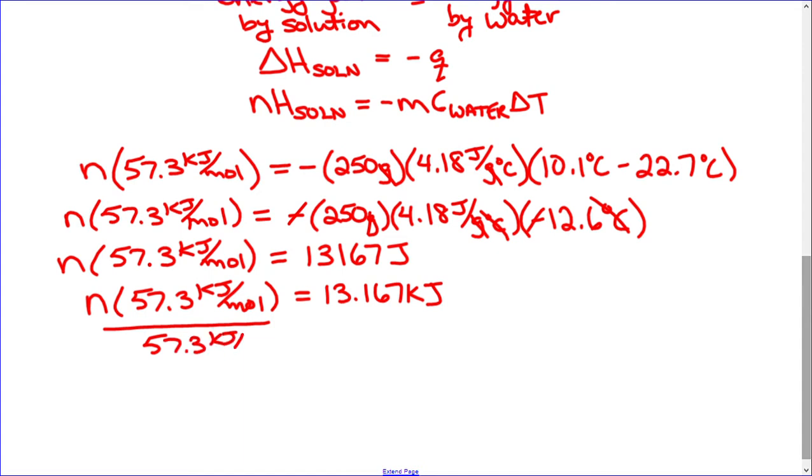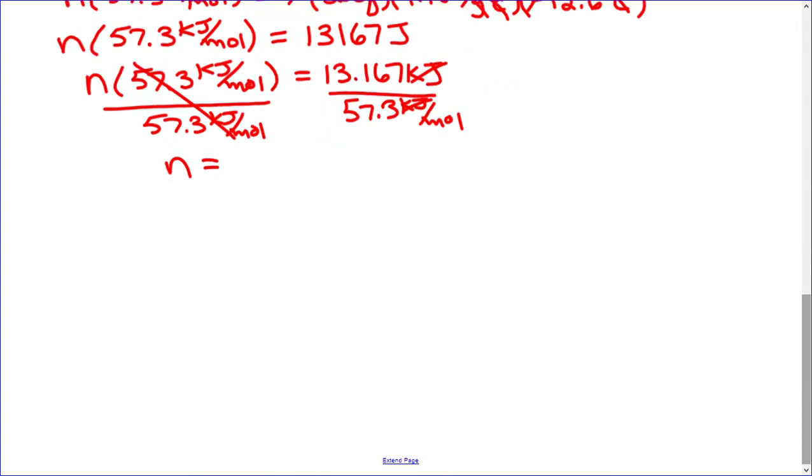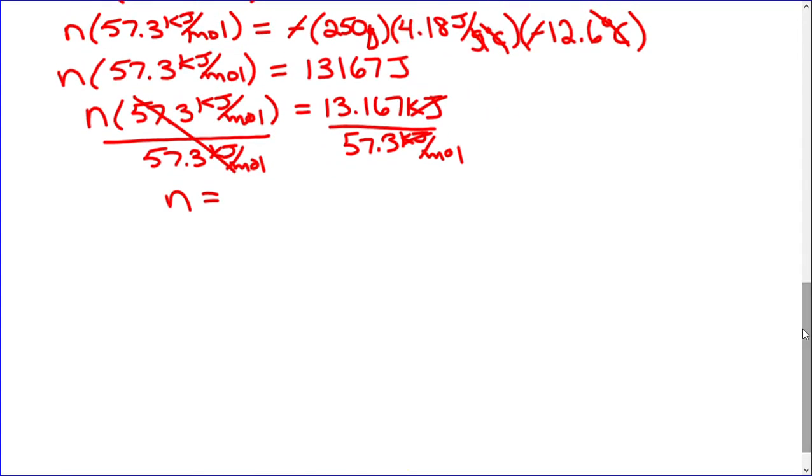And then when I divide this through over to the other side, right, divide the 57.3 kilojoules per mole, because I want to solve for n, my kilojoules are going to cancel, and I'm going to have an n value that's left in moles. So when I divide this out, we end up getting that n is equal to 0.22979. And that's moles.